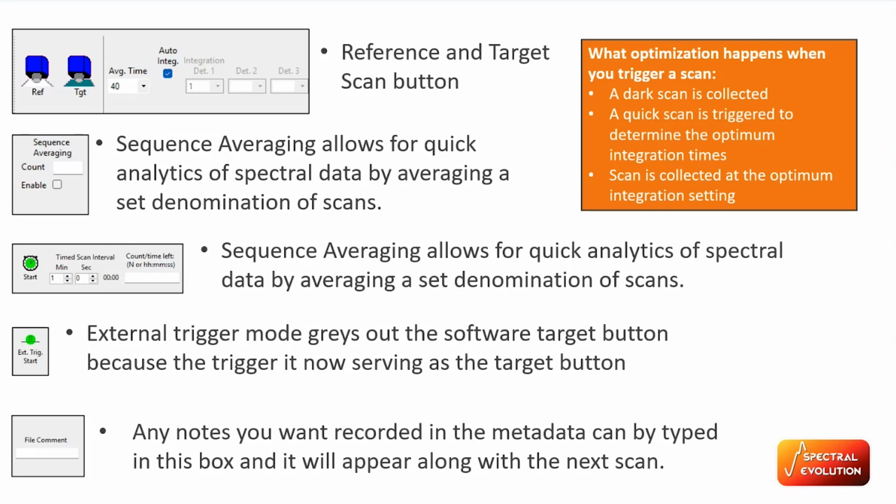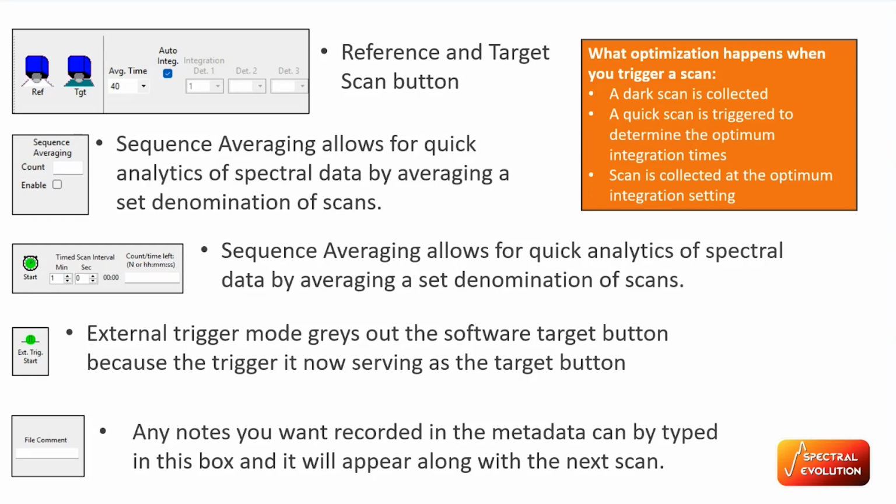The next is the external trigger mode. This will take your target button and put it onto the trigger on your accessory. So this could be a pistol grip, any of our accessories that have a trigger on it. It'll put your target button as the trigger on your accessory. So that's just to make it more convenient in the field. You don't need to go back to the computer or tablet and hit anything.